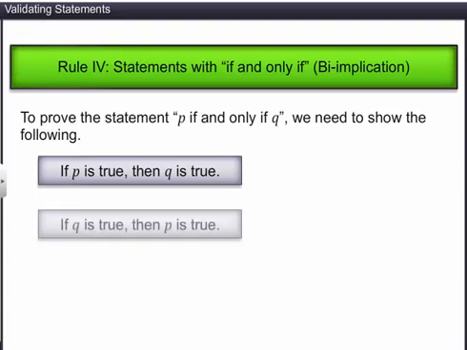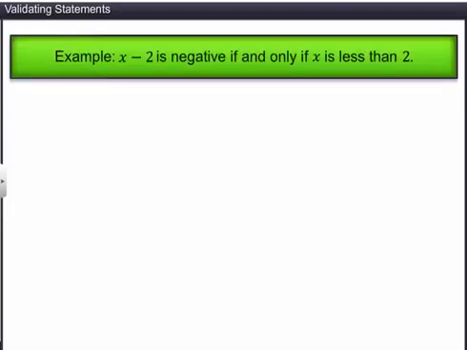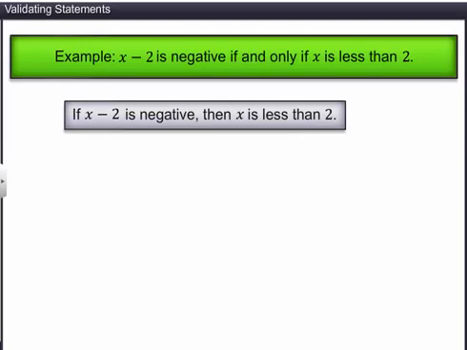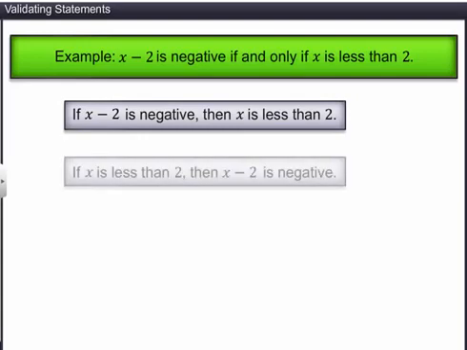Let's prove the statement: x minus 2 is negative if and only if x is less than 2. This statement can also be broken down as: if x minus 2 is negative, then x is less than 2. If x is less than 2, then x minus 2 is negative. Here both the implications are true. Therefore, the bi-implication is true. Hence, the given statement is proved.